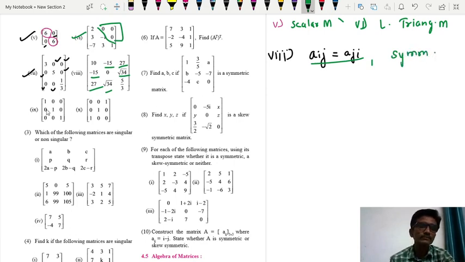Next, this is an identity matrix, and this again you can classify as a symmetric matrix. Yes. Now look at this question.